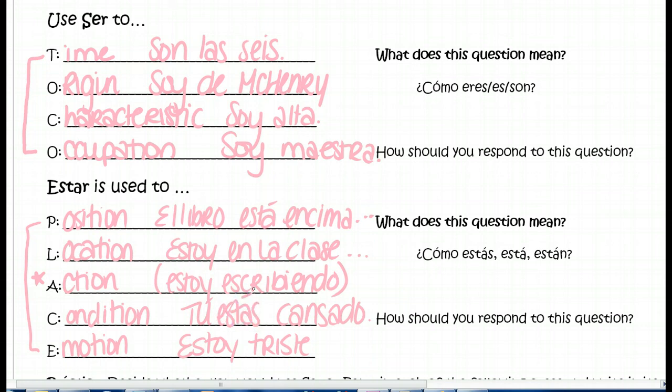You should not use ser with a condition. You should use estar. Tú estás cansado. Sorry about that mistake. So again, I want you to take a look at the right. We have a question, ¿cómo estás? We have ¿cómo está?, ¿cómo están? What do those questions mean? And then how would you respond to that question?